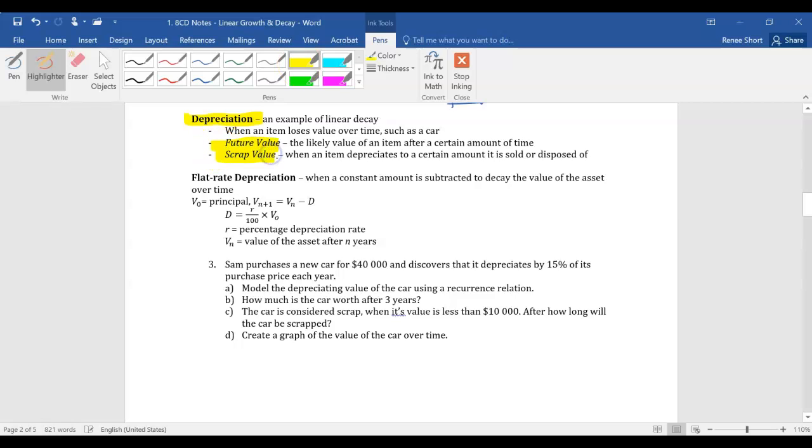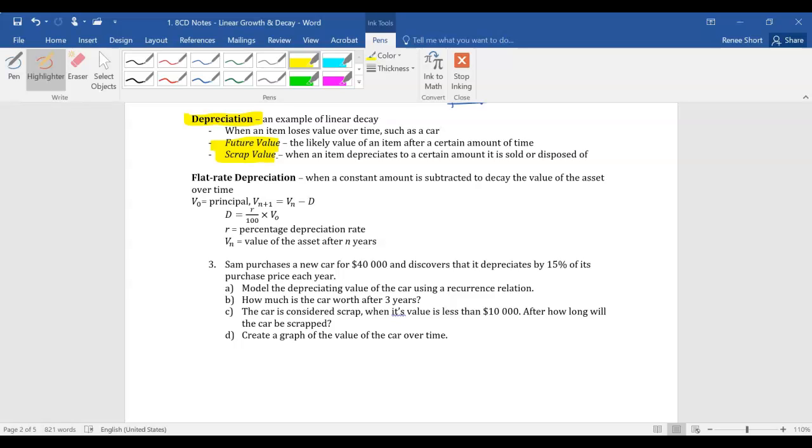So future value and scrap value. Future value is the likely value of an item after a certain amount of time, so predicting how much something would be worth in 5 years, whereas scrap value is when an item depreciates so far that it's now worthless. So then it's just like sold for scrap, for example, or it's disposed of at that point.